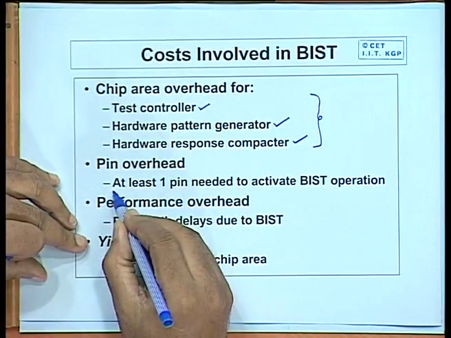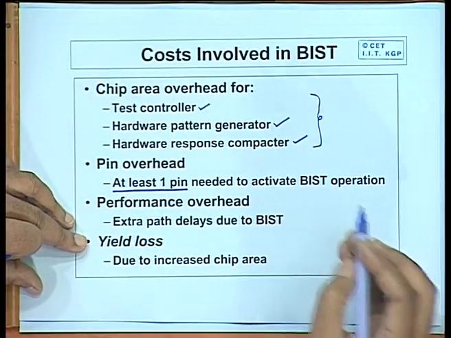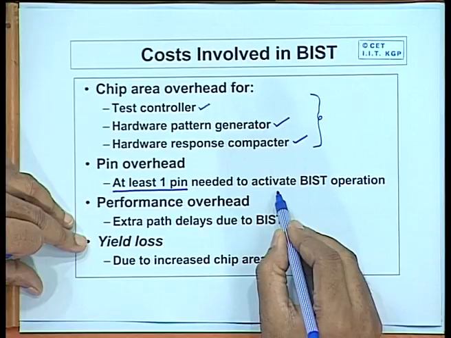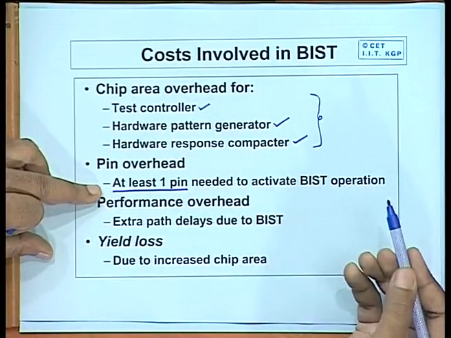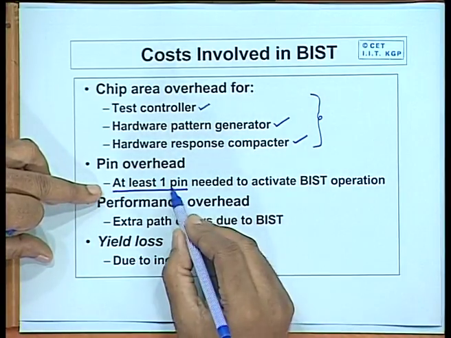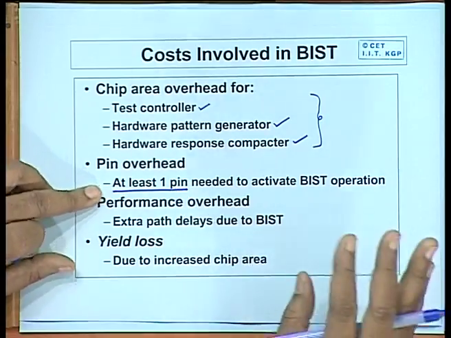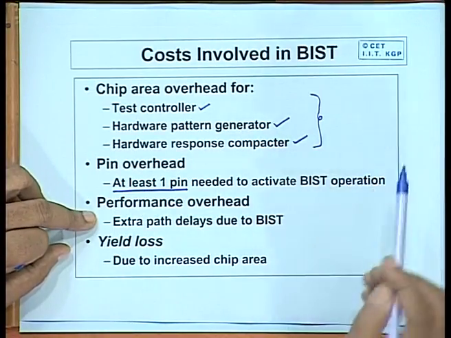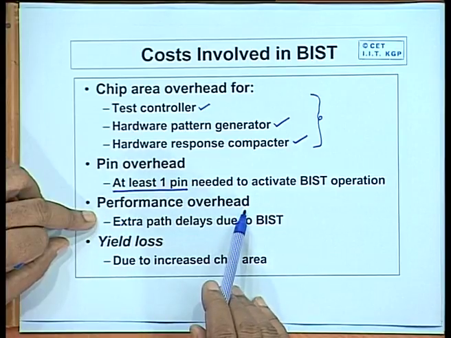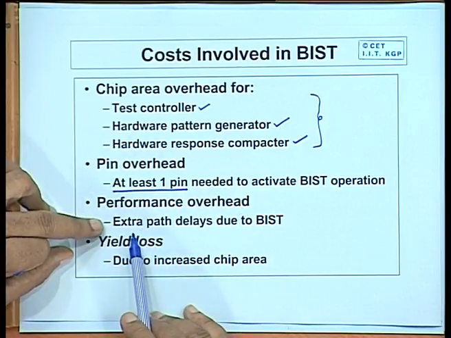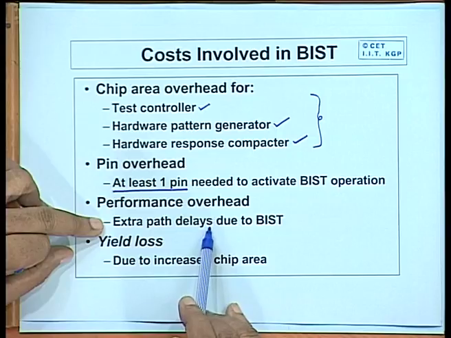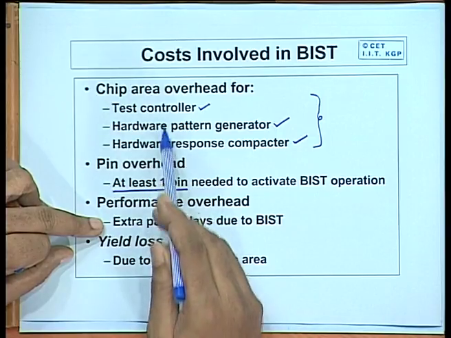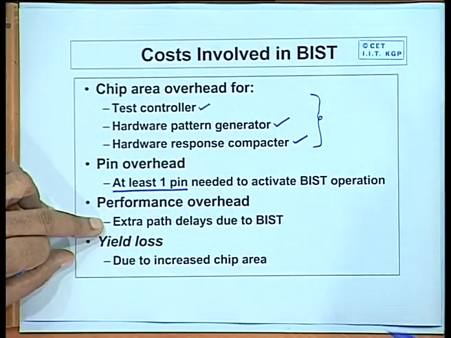We must have at least one additional pin which will tell the chip that, well, now I want to test. To activate the BIST operation, there can be one pin. 0 means normal operation and 1 means BIST mode. Okay. And since we are adding all these extra hardware components, there will be performance overhead penalties also, because some extra path delays will get inserted due to these BIST hardware that we have inserted.